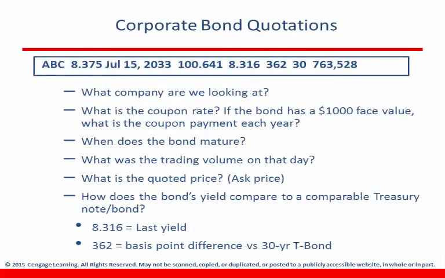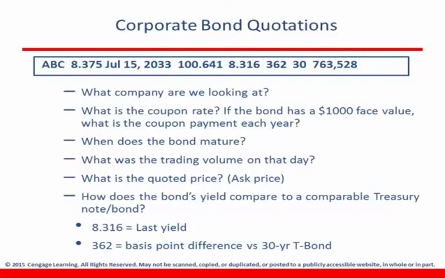Okay, so now that we've gone over a few terms, let's look at a specific bond quote. So what are we really looking at here? What company are we looking at? We're looking at ABC. Now, they may have just used ABC as an example, but that is an actual real company. It's called AmerisourceBergen Corporation. It's in Chesterbrook, Pennsylvania, and it's basically just a drug wholesale company.